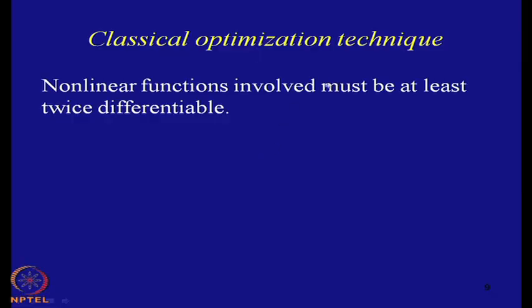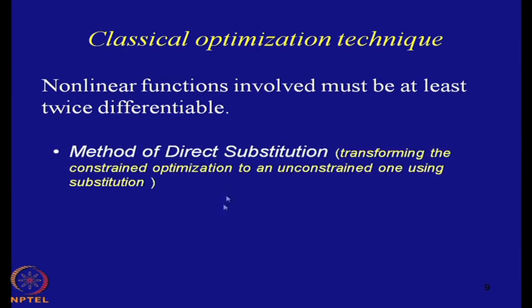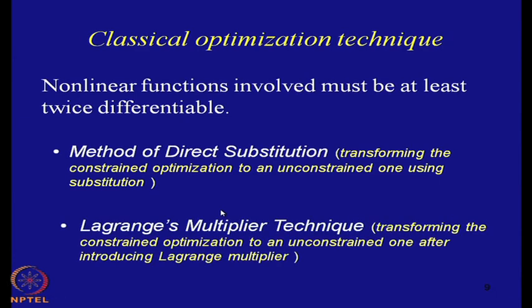Now, we are coming to the classical optimization technique, where we will show you two methods. One method is the method of direct substitution and another method is the Lagrange multiplier technique. Both techniques will give us the maximum and minimum values of the objective function under certain constraints.